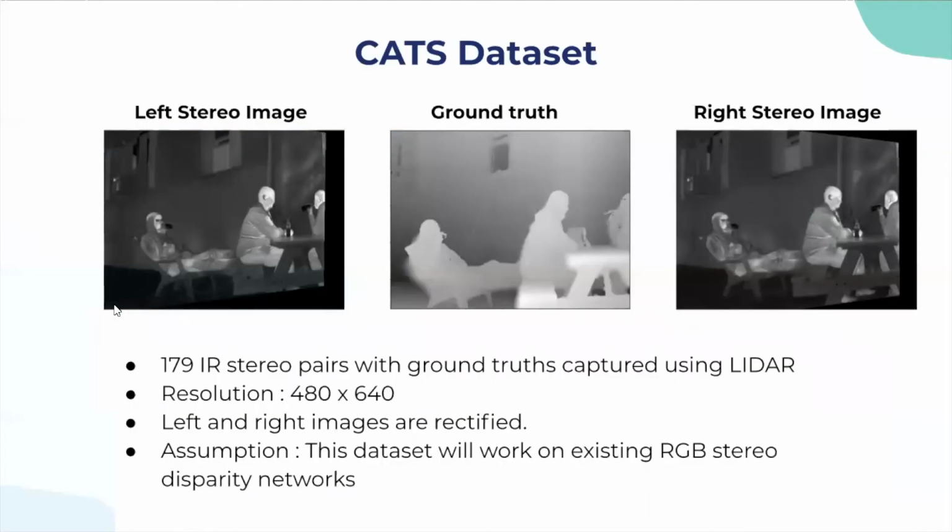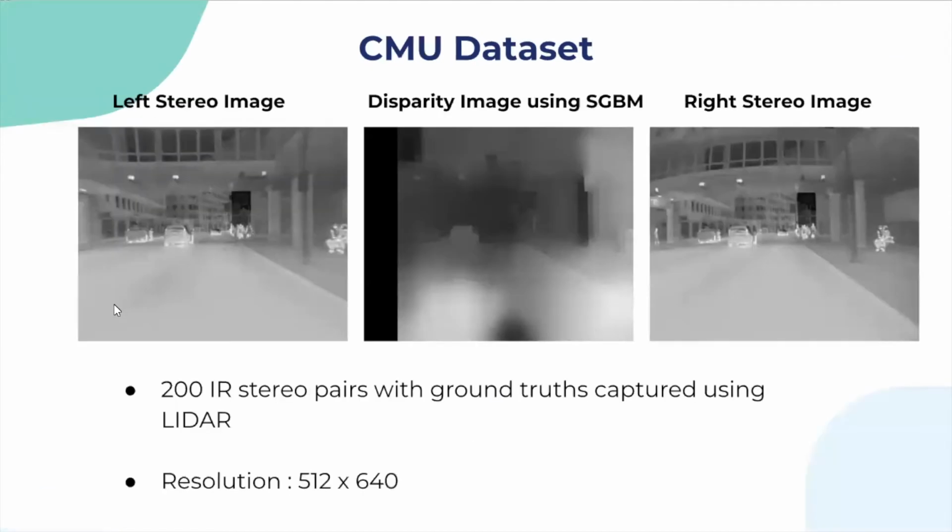The CATS dataset consists of 179 IR images, which are the left and the right stereo pairs with ground truth disparity captured using a LiDAR. The resolution of the images is 480 by 640. We made an assumption that this dataset will work well with existing disparity estimation networks that only work with RGB images. Next is the CMU dataset. This is an unpublished dataset which we were given access to by Scilab at CMU. This dataset consists of 200 IR images with ground truths captured using LiDAR. Examples of left-right stereo images and ground truths provided by this dataset are shown.